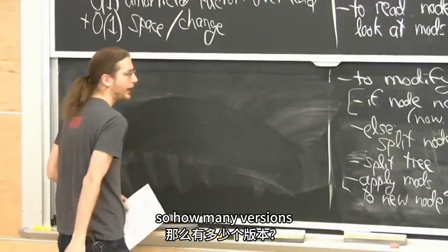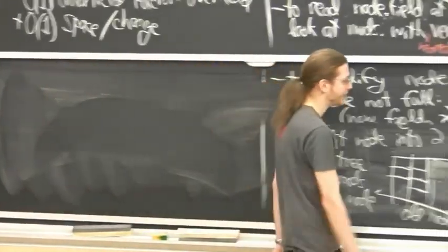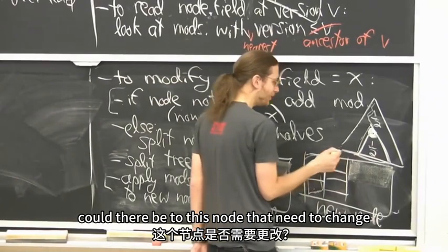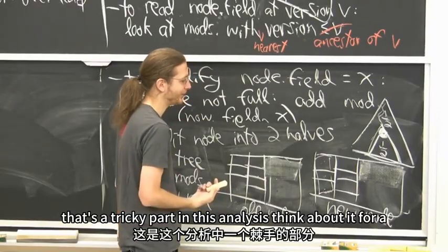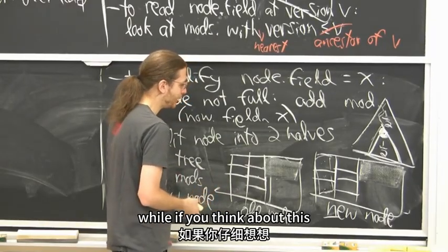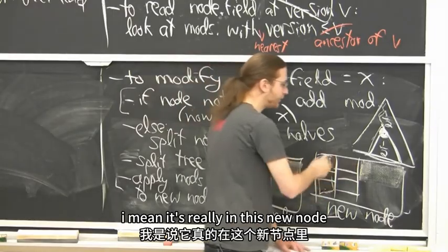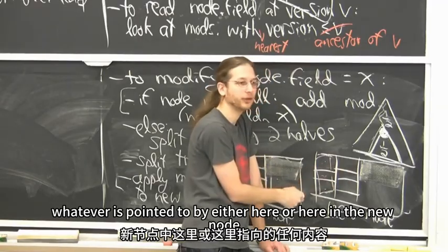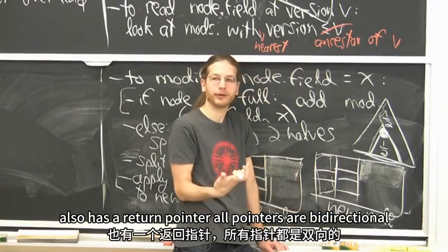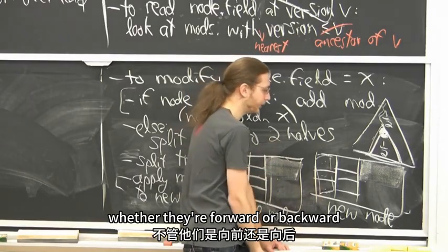Okay, so how many pointers could there be to this node that need to change? That's the tricky part in this analysis. Think about it for a while. If you think about this, whatever is pointed to by either here or here in the new node also has a return pointer. All pointers are bidirectional, so we don't really care about whether they're forward or backward.